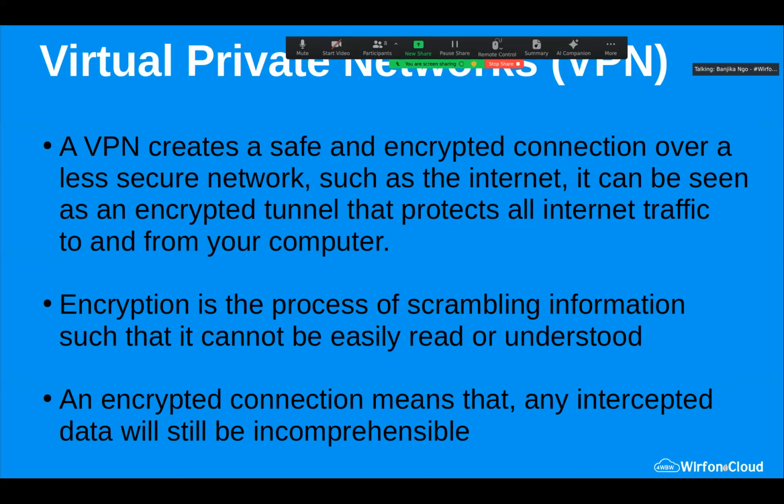So encryption basically means you scramble information in such a way that it cannot be read. You take data and have it scrambled so that even if you intercept it, you won't make sense of it. So a VPN is just an encrypted connection over less secure networks, and an example here is the internet. Encryption is the process of scrambling information so that it's not easily understood, even if it's intercepted.